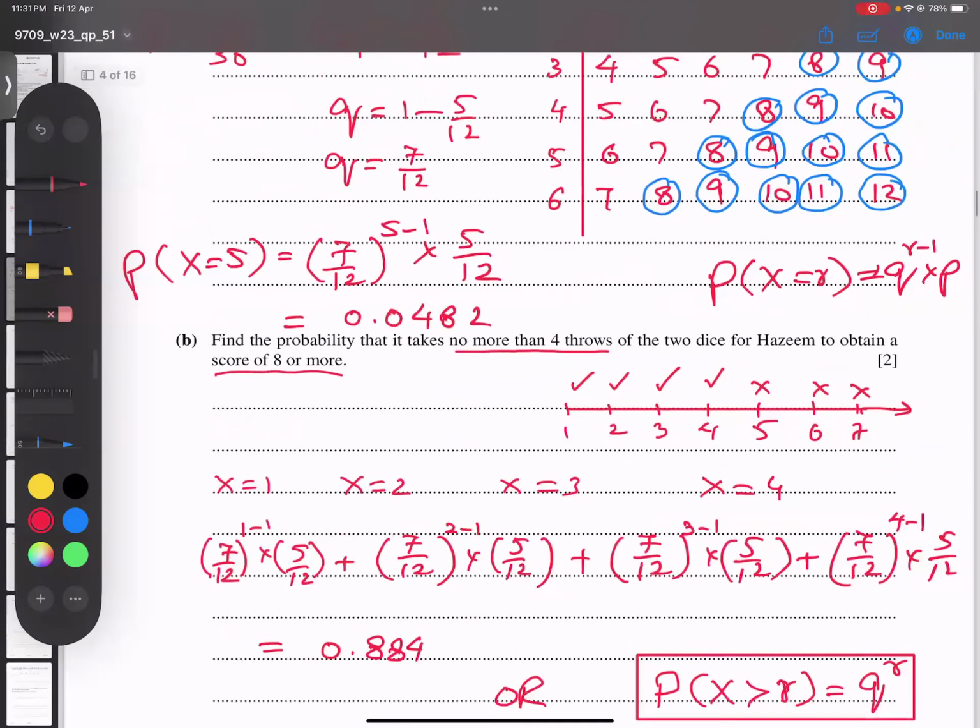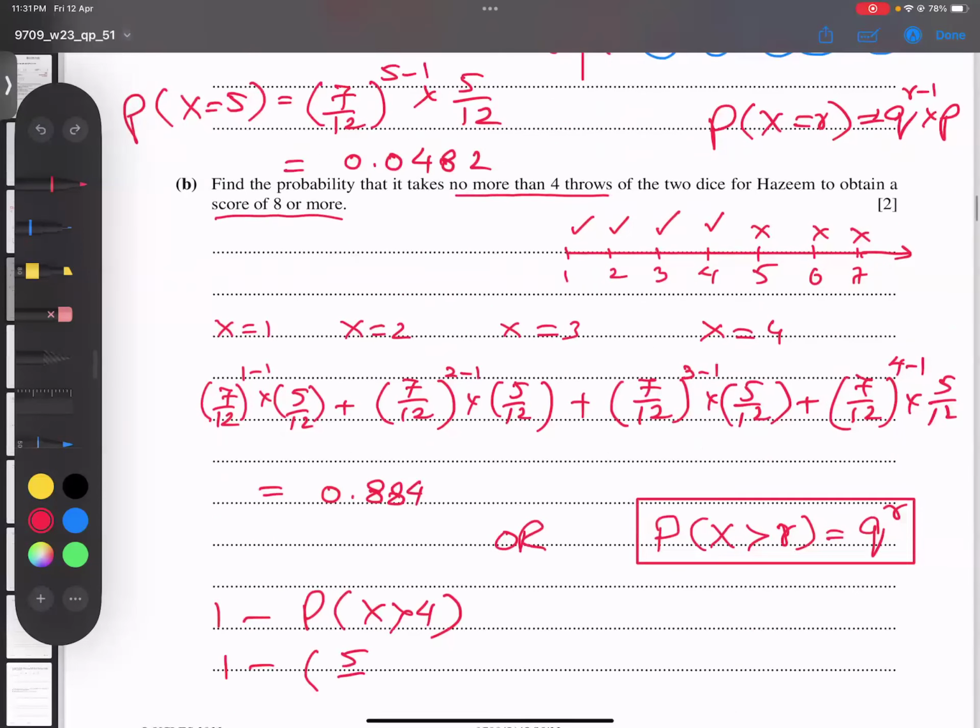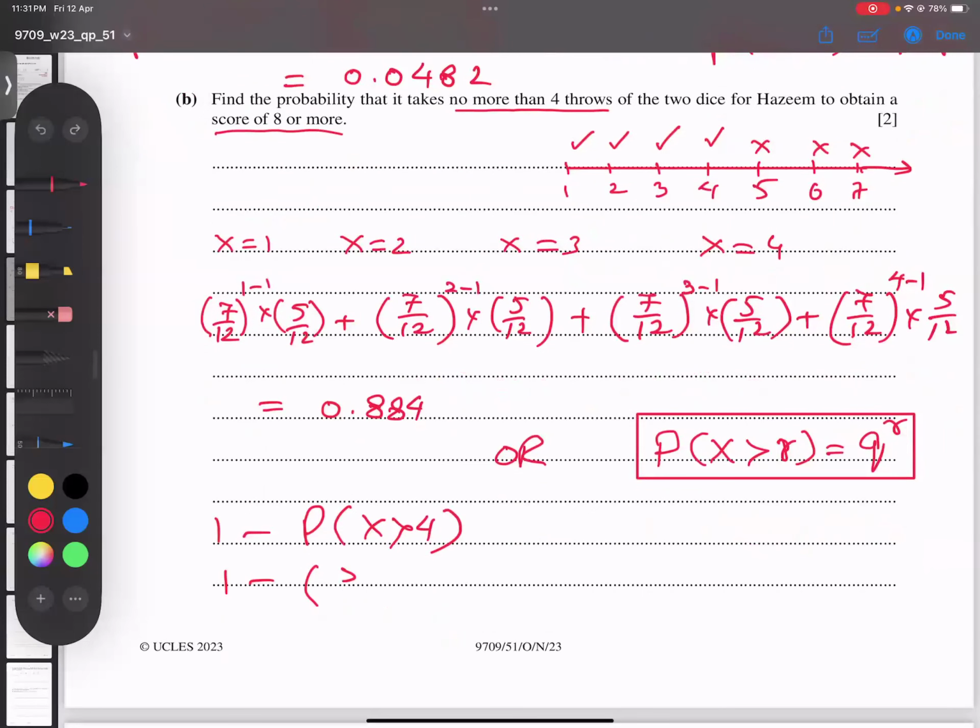Sorry, wait a minute. Q is 7 by 12. So Q is 7 by 12, and to power is 4. And I believe the point is very clear. Again, the answer is 0.884. So this formula is very clear. So let's go for the next part. I think this is okay.